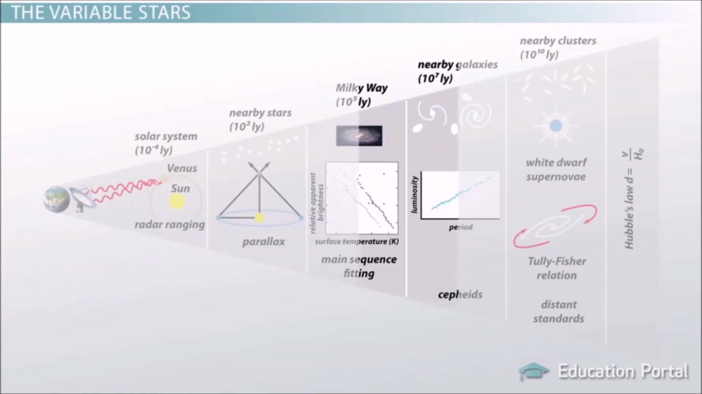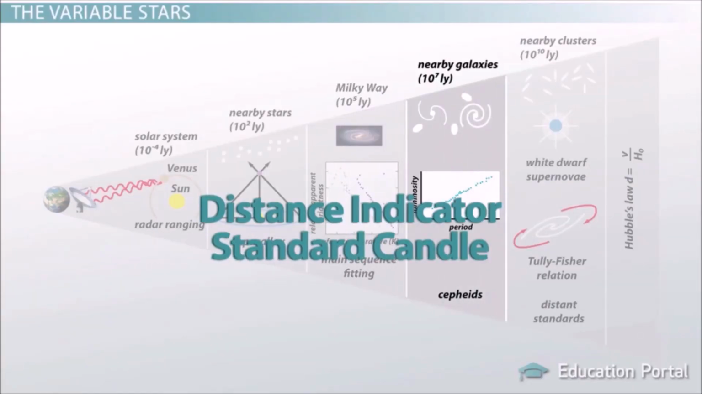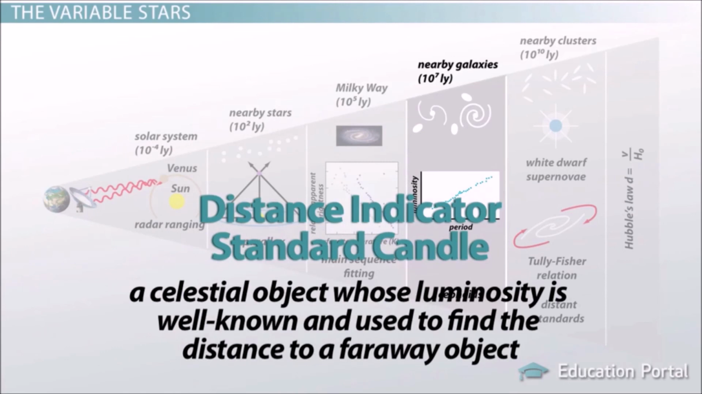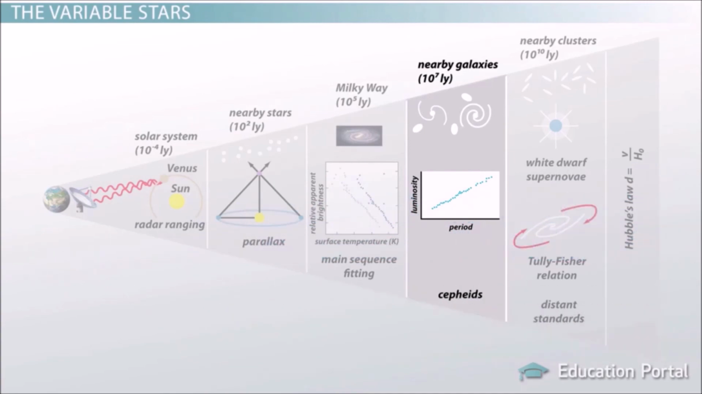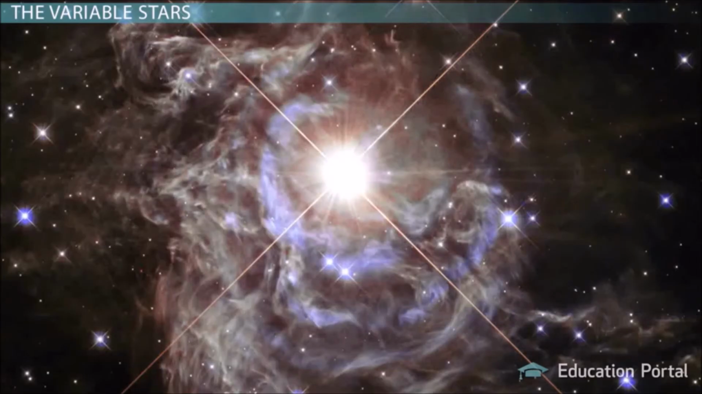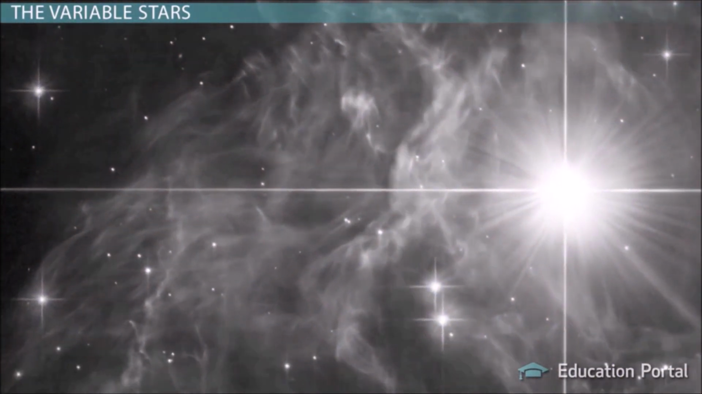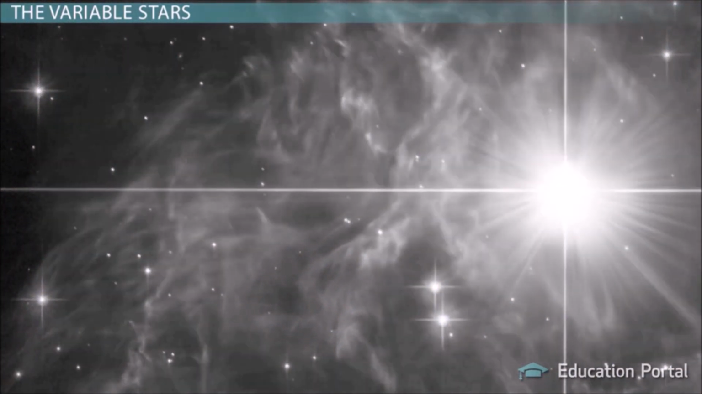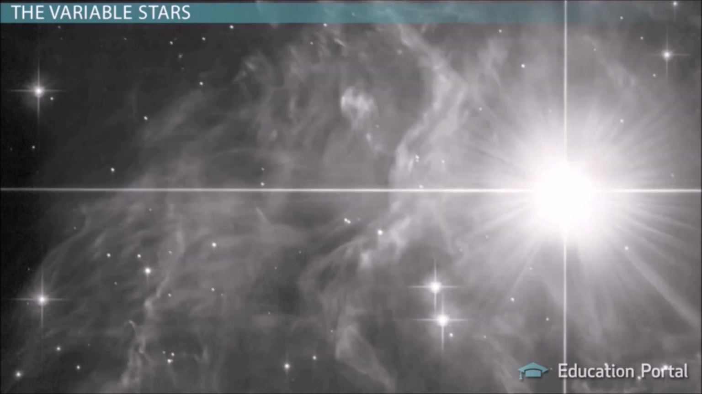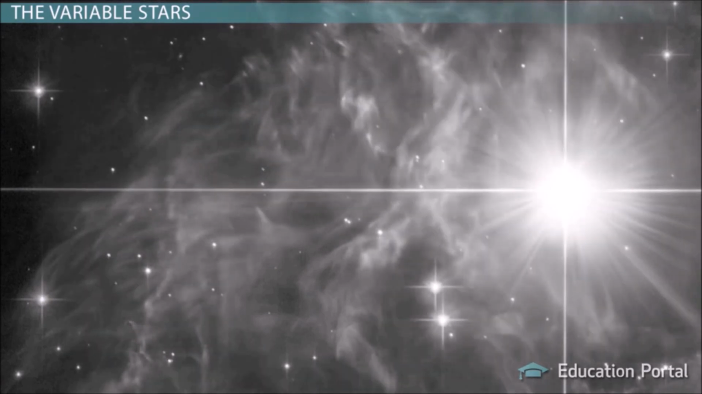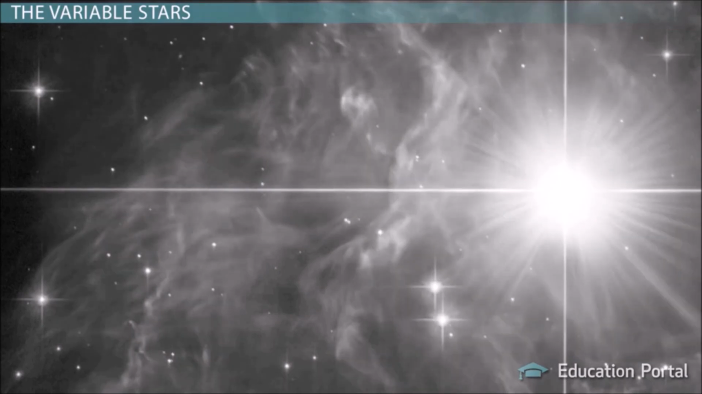Astronomers can rely on a standard candle, which is a celestial object whose luminosity is well known and used to find the distance to a faraway object, like a galaxy. The best standard candle are called Cepheid variables, which are variable stars, stars whose brightness varies as seen from Earth. By comparing the apparent brightness of a Cepheid variable with its luminosity, meaning its intrinsic brightness, astronomers can find the distance to the galaxy that contains them.